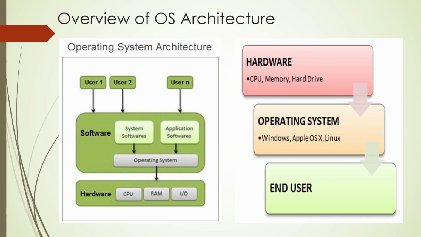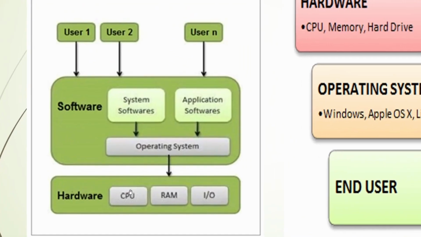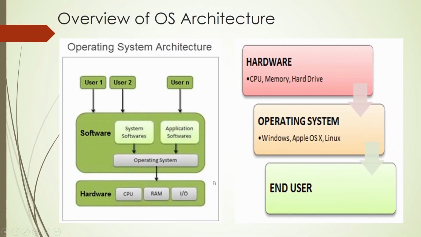In the diagram I would like to show you that there are user 1, user 2 and n number of users. These are basically us, and we directly interact with the software. In the software we have the operating system, the system software and application software. These connect with the operating system. The operating system directly communicates with the hardware part. As I told you, the hardware includes the CPU, the RAM and input/output. These are the components of the hardware, and it all goes through the operating system. So that was about the architecture.